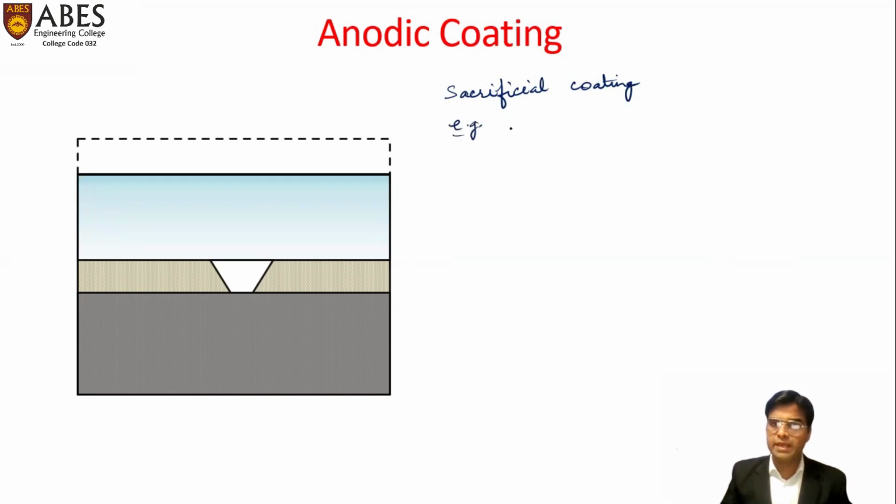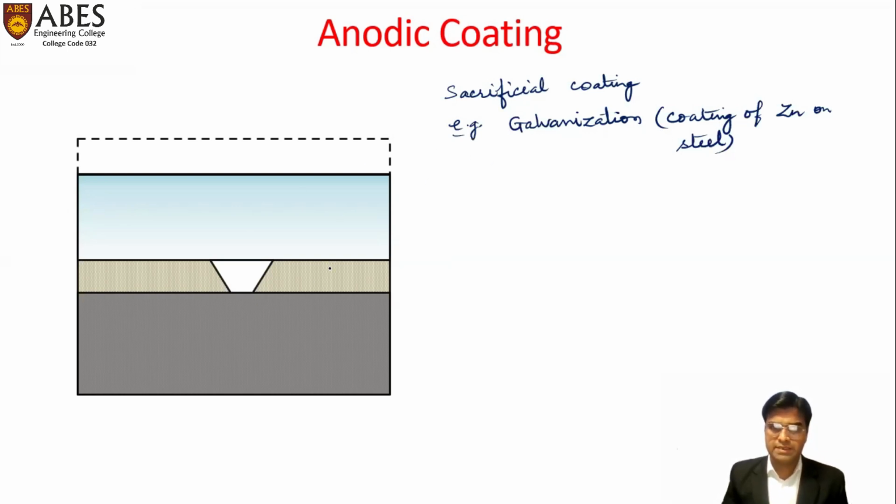An example here can be quoted as the galvanization. Galvanization means coating of zinc on the steel. In galvanized steel, the iron or the steel is the base metal and it is coated with zinc. Now, because zinc is more anodic, zinc will undergo corrosion and the underlying steel structure will remain protected.